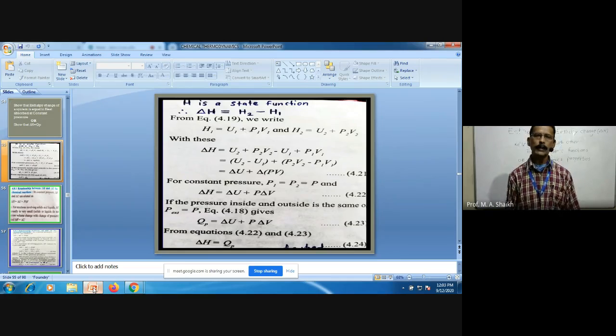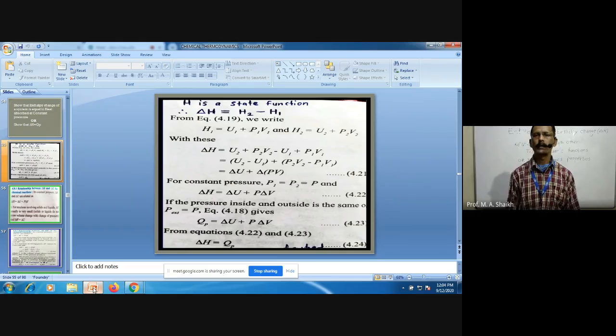Now, using the mathematical equation of enthalpy H, we can write the value of H1 and H2 at the initial state and final state. Since H is equal to U plus PV, H1 is equal to U1 plus P1 V1, where H1 is the enthalpy of initial state, U1 is the internal energy of system at the initial state, P1 pressure, and V1 volume of the system at the initial state.